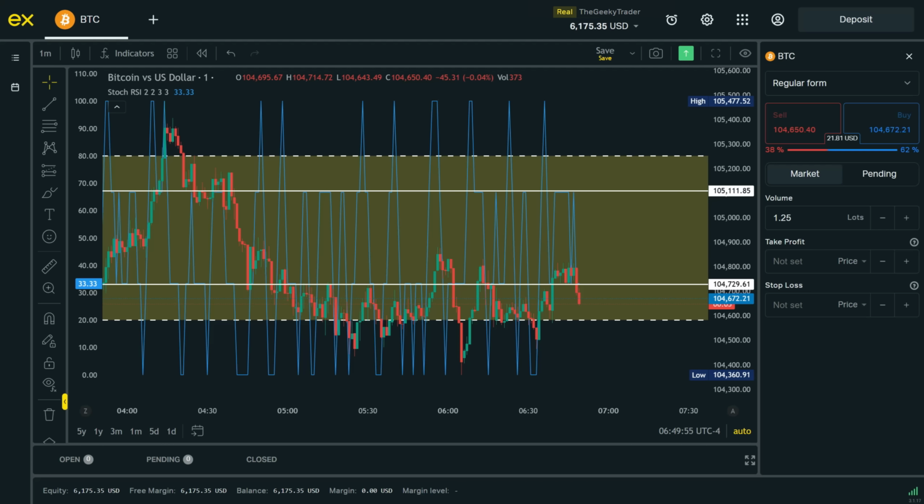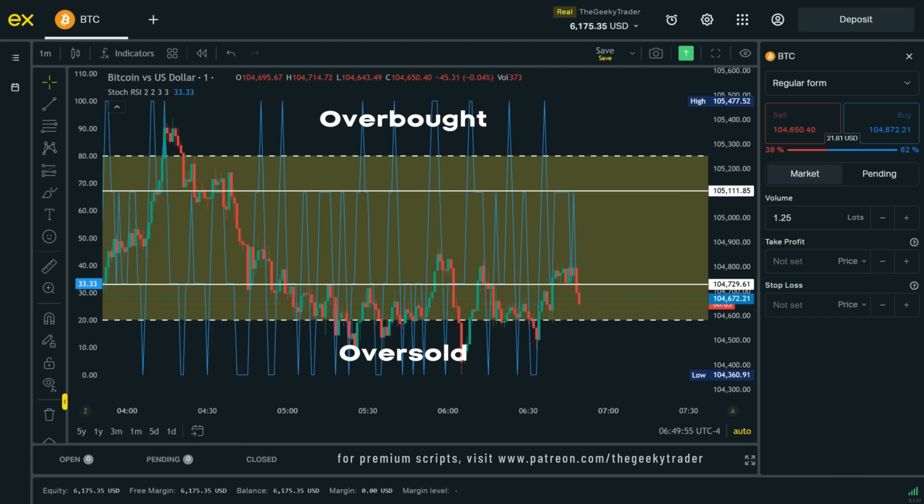Now that we've marked our key levels on the chart, let's understand what they actually mean and how they help us in trading. Take a look at the chart again. You'll notice there's a dotted line at the top and another one at the bottom. These are the overbought and oversold zones, and they play a very important role in our decision making.